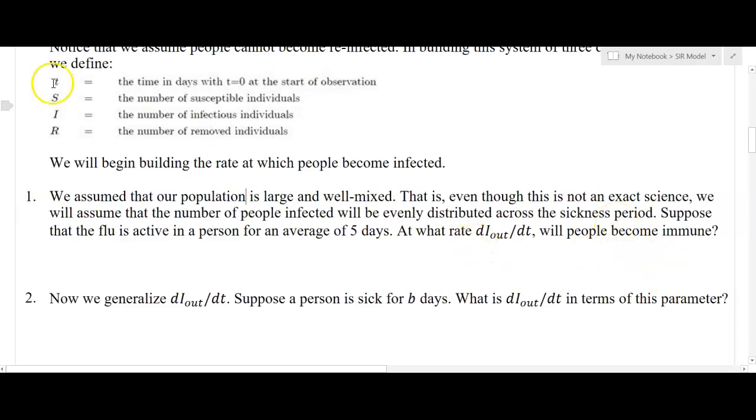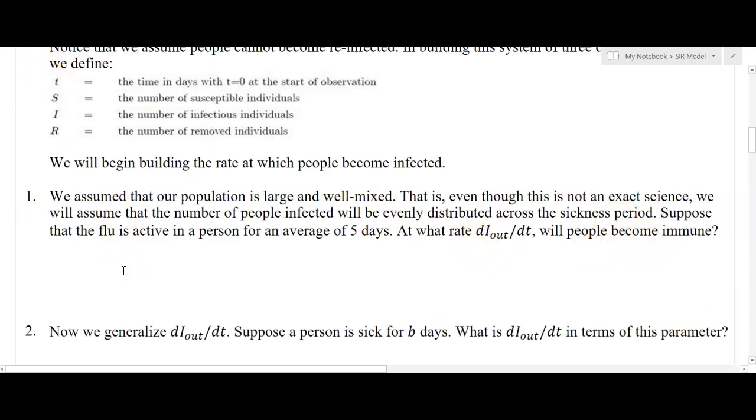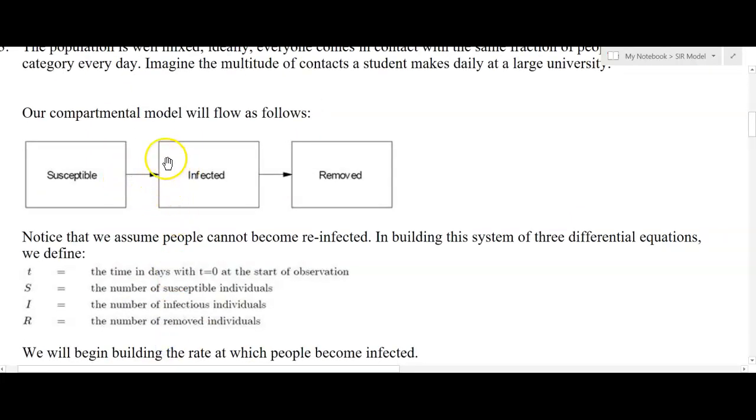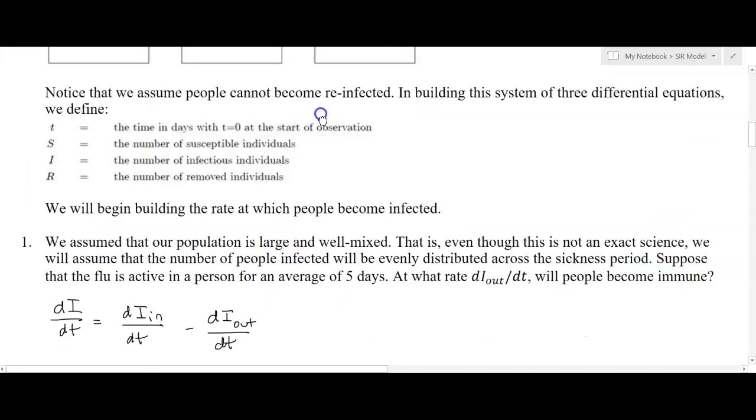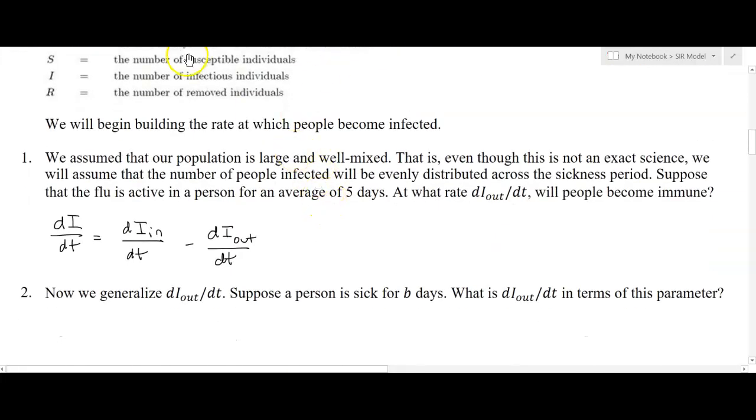Okay, so dI/dt is going to consist of two pieces. It's going to have dI in, the rate at which people become infected, minus the rate at which people leave the infected state and become removed. So dI in represents this arrow coming into the infected group. The dI out represents the people leaving the infected group into the removed group. We're focusing on this piece here.